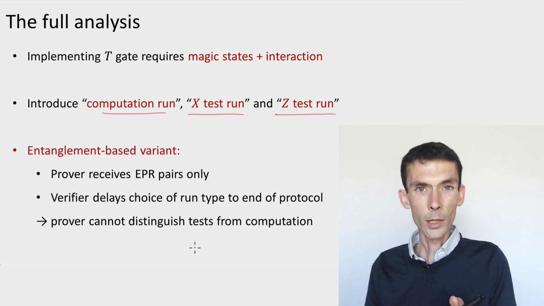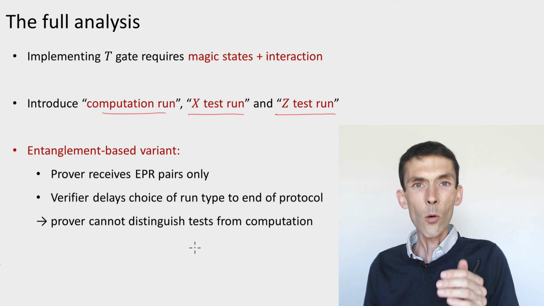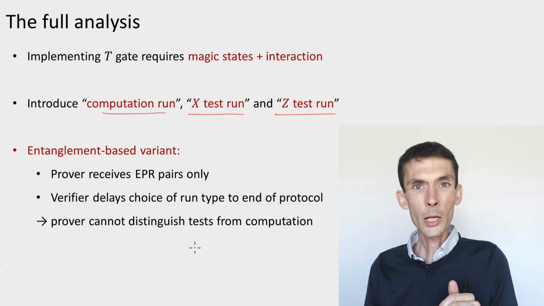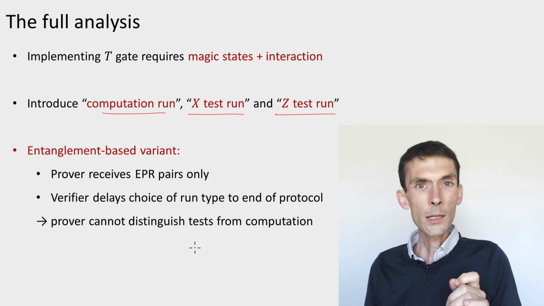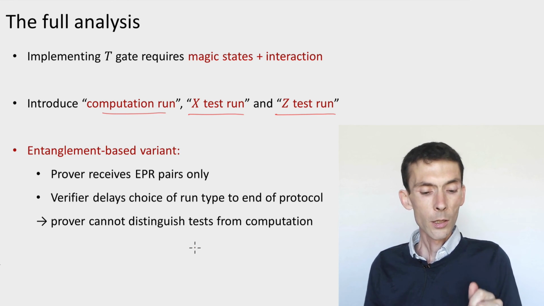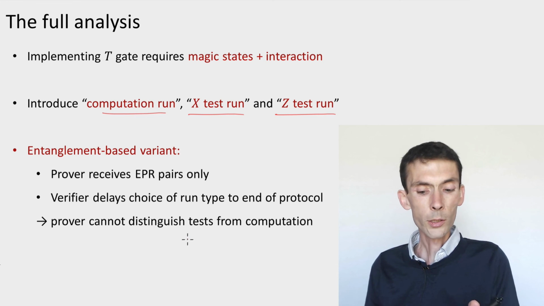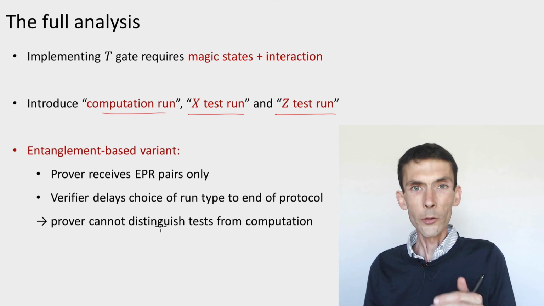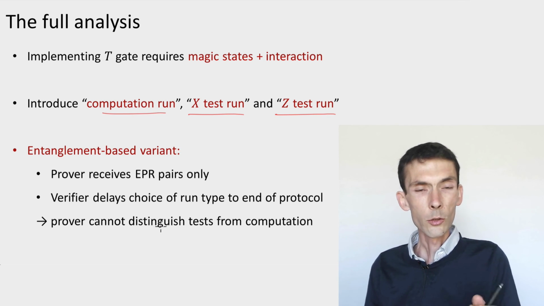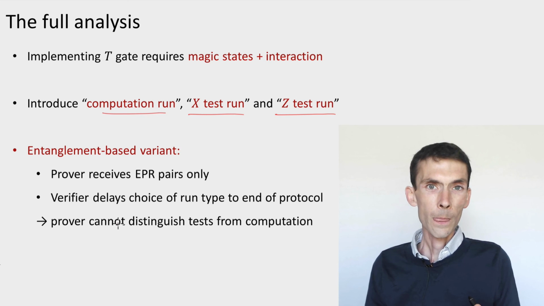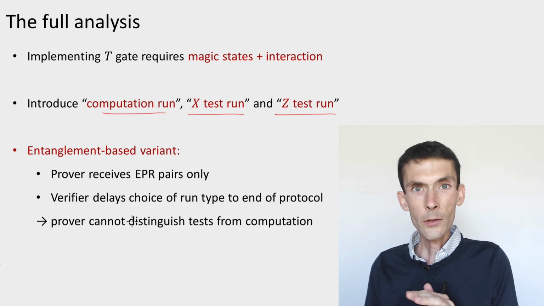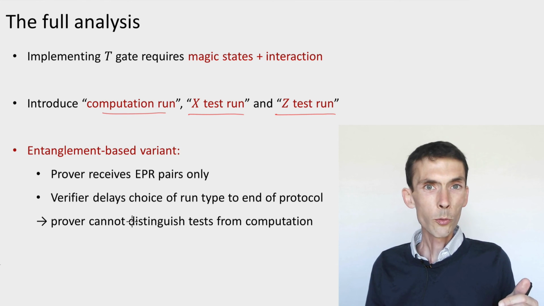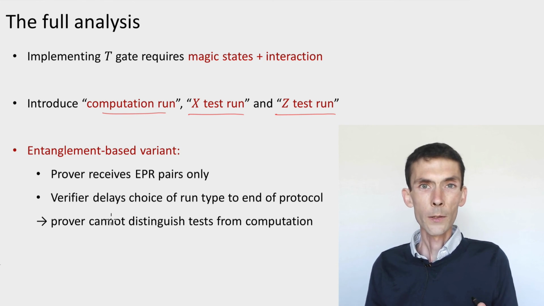And the protocol goes on like this until the end, and only at the end does the verifier measure some of its qubits, and depending on the outcomes, decides whether this was a computational run or a test run in the Hadamard basis or a test run in the computational basis, and uses some of the outcomes also to update the keys from the one-time pad. But now, because all of this is done at the end of the protocol, for sure the prover cannot make any difference between what is going on in any of these test runs. And so this way we get verifiability for the protocol.